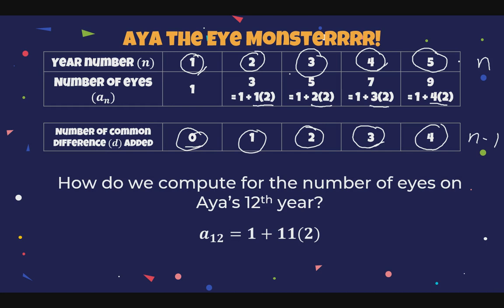So, how do we compute the number of eyes on Aya's 12th year? a sub 12 represents the number of eyes that Aya will have on his 12th year. 1 is a sub 1, or the first term. 11 came from 12 minus 1. So this is the 12th year, that's why we add 11 common differences. 2 is the common difference. So going back to 11, it came from n minus 1. So basically, this a sub n is our general term.